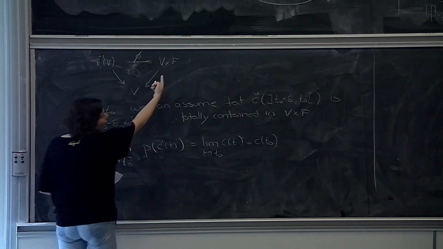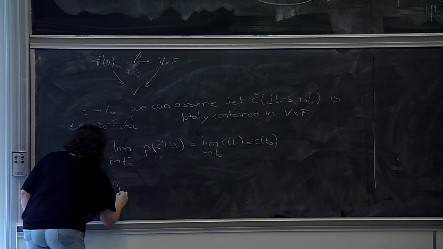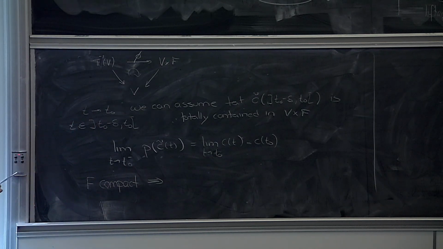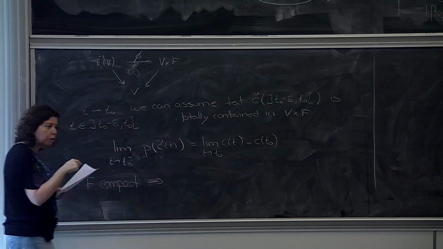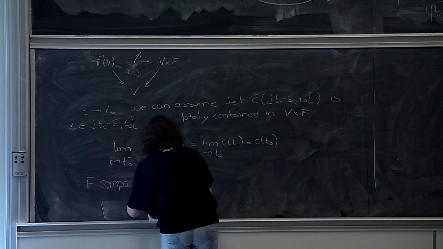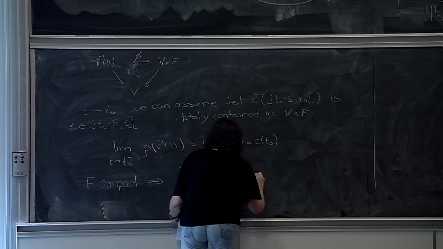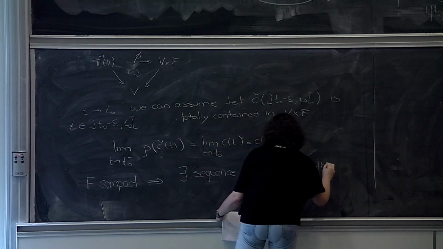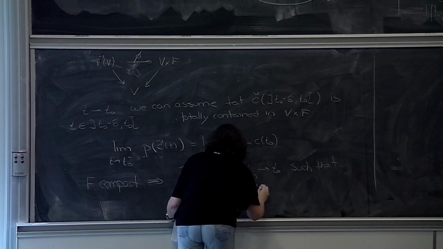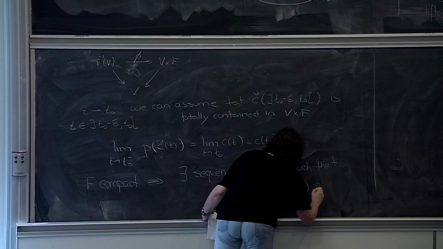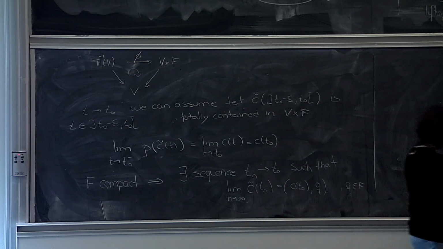So now the fiber F is compact. So this means that when I look at C tilde here, or if I prefer phi of C tilde, this is going to a certain point (C(t0), Q), where Q is in the fiber. Okay, so sorry, there exists a sequence tn going to t0 such that the limit of C tilde of tn when n goes to infinity goes to (C(t0), Q), where Q is in the fiber. Okay?